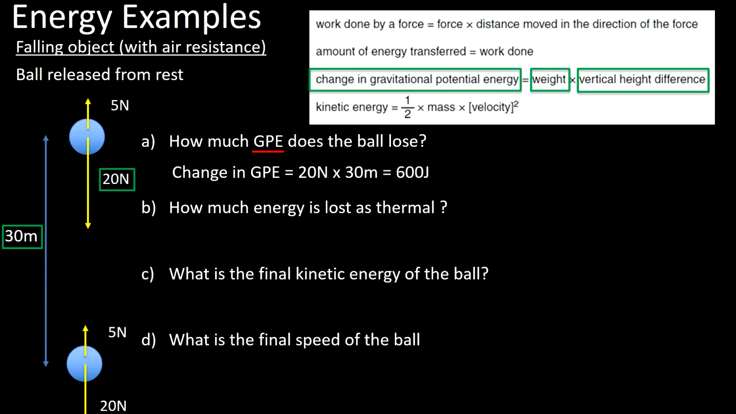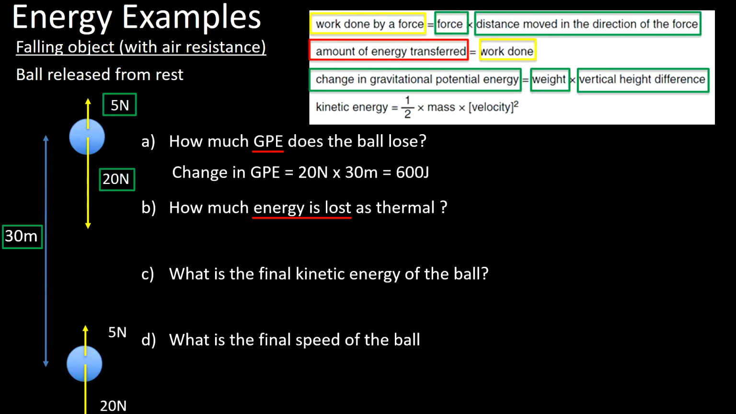This time though, how much energy is lost as thermal? Well, we've got a 5 newton drag force there, and we're going to be using energy transferred as work done, but this time we have to calculate the work done by that frictional or drag force. We need the size of the force, which is 5 newtons, and the distance moved in the direction of the force. Again, that force is vertical and it's moving 30 meters. Because the force is pointing upwards and the object is moving downwards, that force is removing energy, so it's dissipating the energy, is the word we use, as thermal.